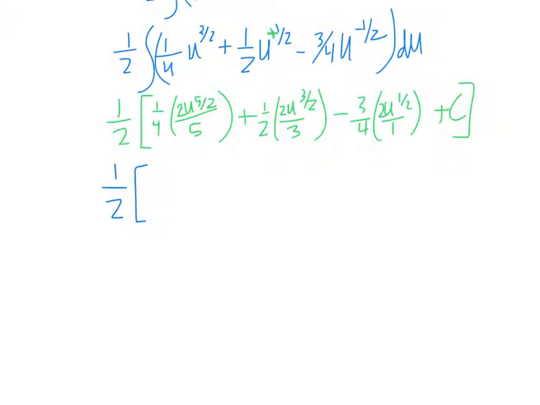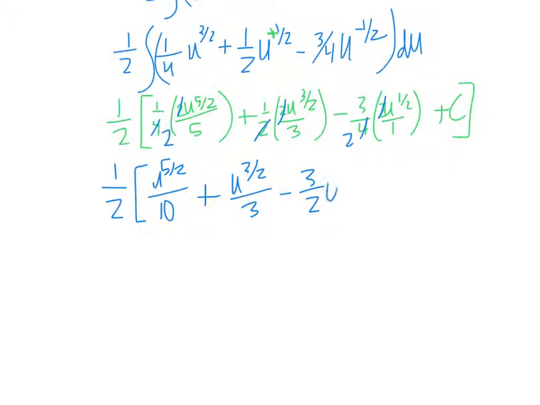So if I were to multiply the first two terms together, that 2 divided by 4 would end up giving me a half. So I'm going to have 2 times 5, so I'll have a tenth. So I'll have u to the 5 halves over 10. Plus, and those 2's will cancel, it looks like u to the 3 halves over 3 minus 3 halves u to the half plus C, and then multiply a half times all of that.